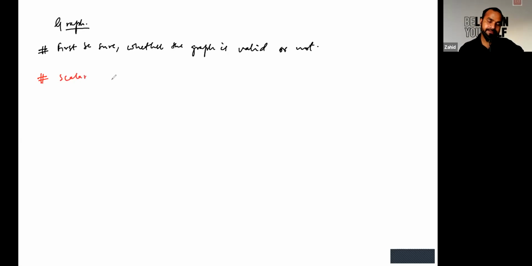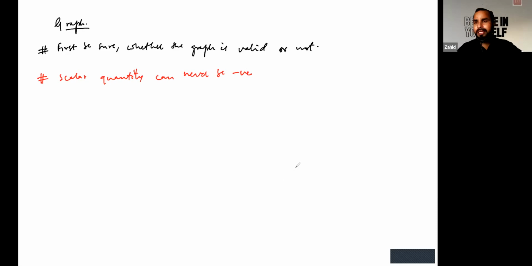So scalar quantity can never be negative. It means if you have a graph of distance versus time, and the slope of that particular graph is going negative, the slope of a distance-time graph gives you speed, and speed can never be negative. So the graph won't exist. Okay.